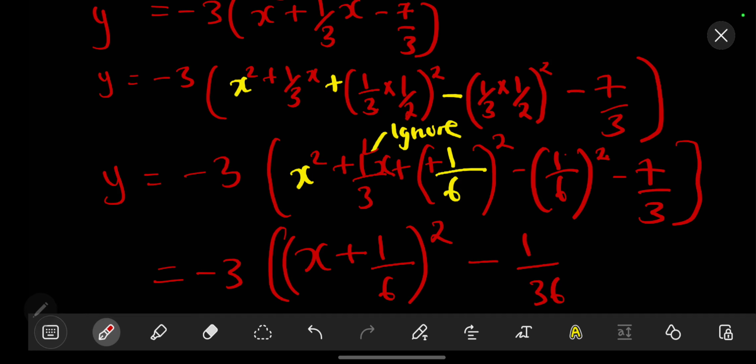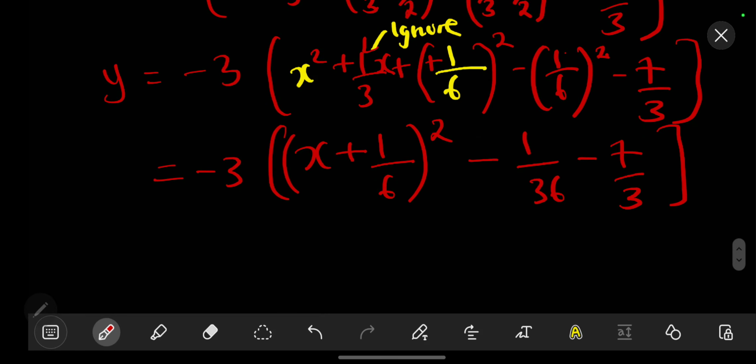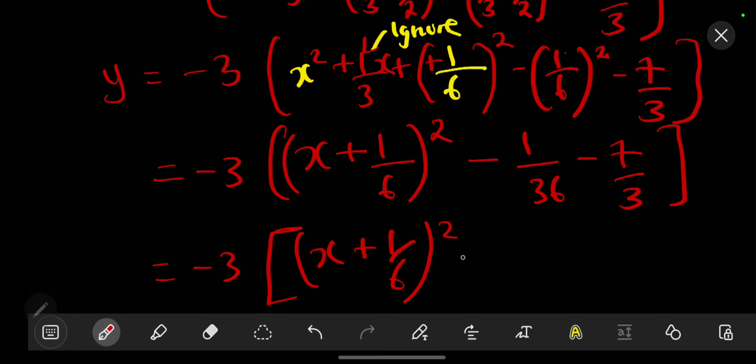Outside it's a negative. Then we have minus our 7 over our 3, like that. Then what we are going to have is our negative 3, like that. Then we have our x plus our 1 over 6. Then we have squared. We simplify this. We are going to have minus. We are going to have our 36 as our common denominator.